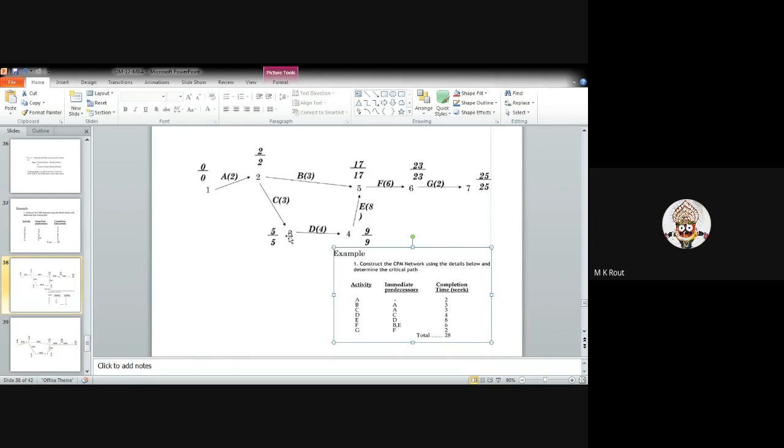From A to B, the completion time is given as 3. And again from A to C, the completion time is given as 3. So in drawing the network diagram to calculate the critical path, you have to choose the maximum or longest path. That's why I have mentioned A plus 3, that is 5.